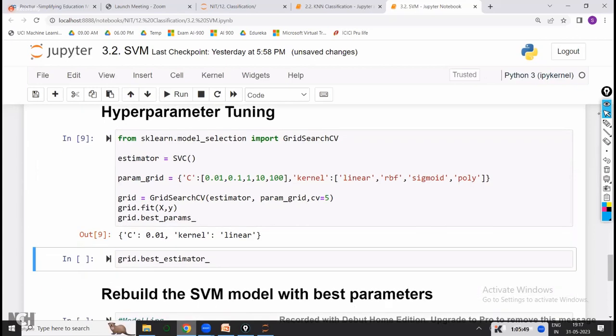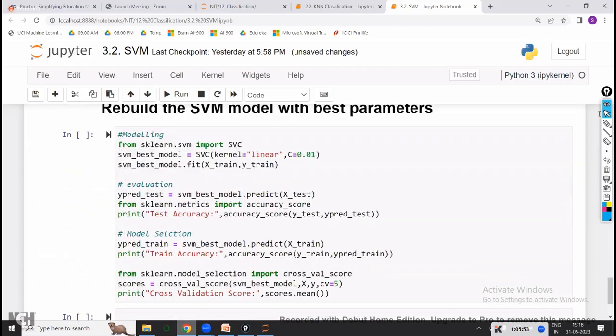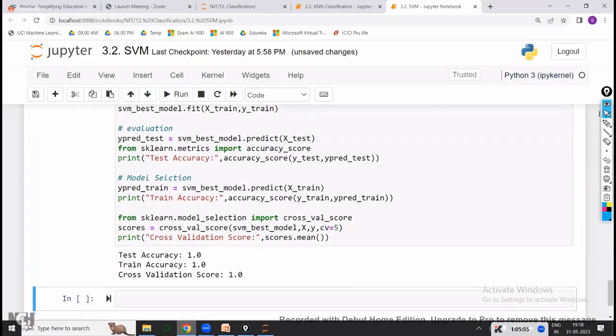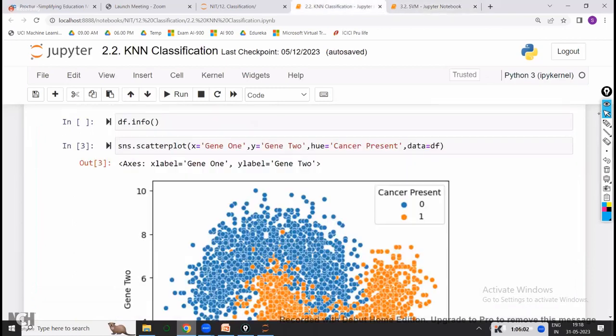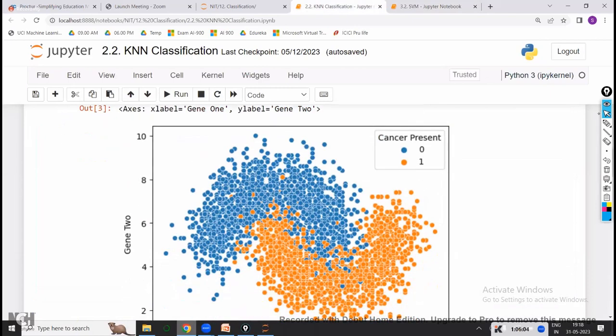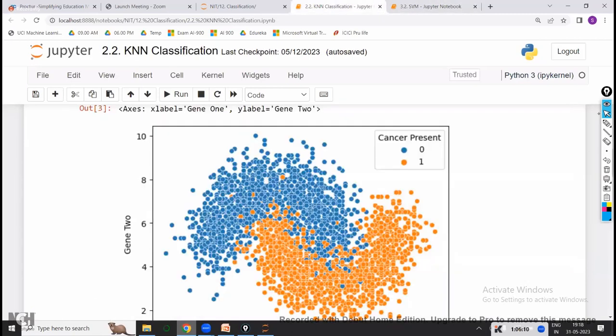C is equal to 0.01 with a kernel of linear. Substitute the same thing and rebuild the model. And once again, you are going to get 100% accuracy. Right? Now the same thing, you apply on this data set. After the class, first you practice whatever we have done, and now you apply on this data set.